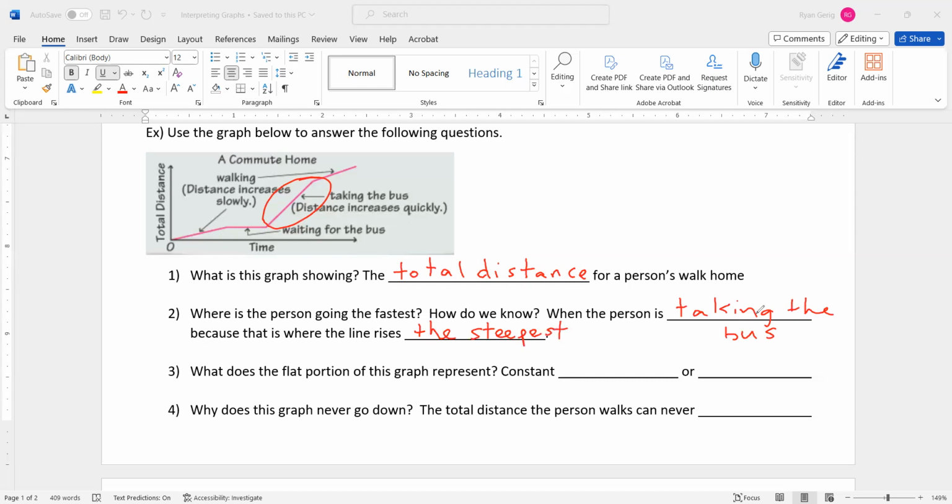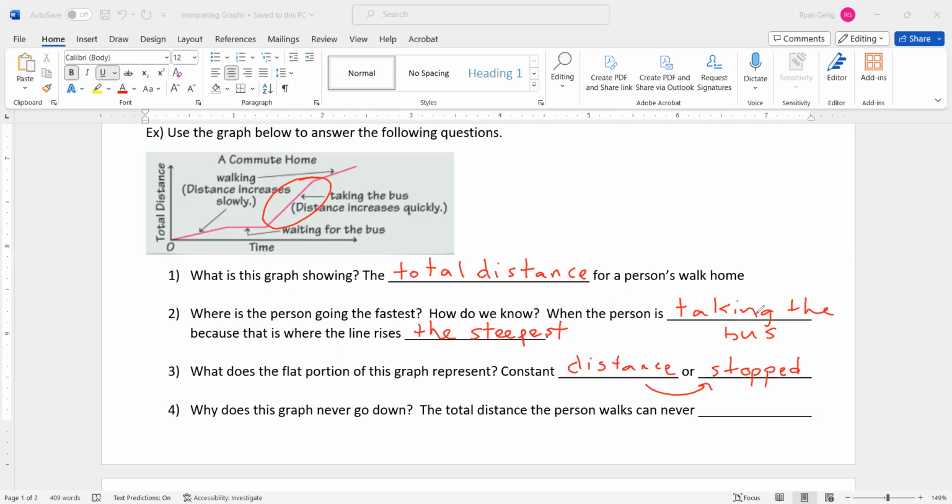What does the flat portion of this graph represent? It's a constant distance. Now, we don't typically say constant distance. In fact, I won't accept that as an answer. Constant distance means that you are stopped. You're not moving. If you're moving, then you're increasing your distance. So if your distance is not changing, that means you are stopped. Not stopping, but stopped.